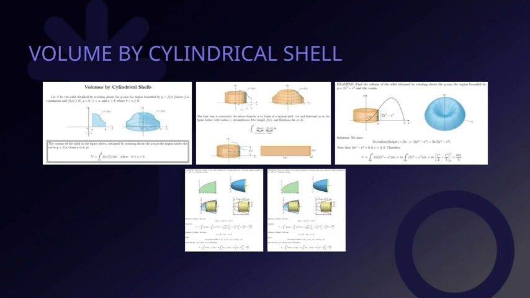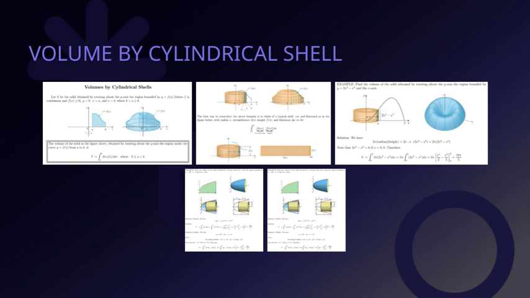Let's delve into the concept of volume by cylindrical shell. When we're calculating the volume of a solid of revolution, one effective method is to use the cylindrical shell approach. This involves imagining the solid as being made up of many thin, hollow cylinders or shells. Each shell is defined by its radius, height, and thickness. The key idea here is that by integrating the volume of these shells across the interval of interest, we can find the total volume of the solid.